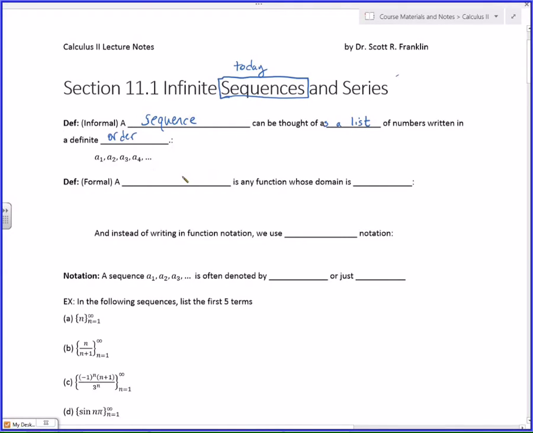We're going to be talking about lists. Now that's informal. The formal definition in mathematics is also important because it gives us the tools we need to prove things about it: a sequence is any function whose domain is Z plus or N. These are the positive integers, or sometimes called natural numbers.